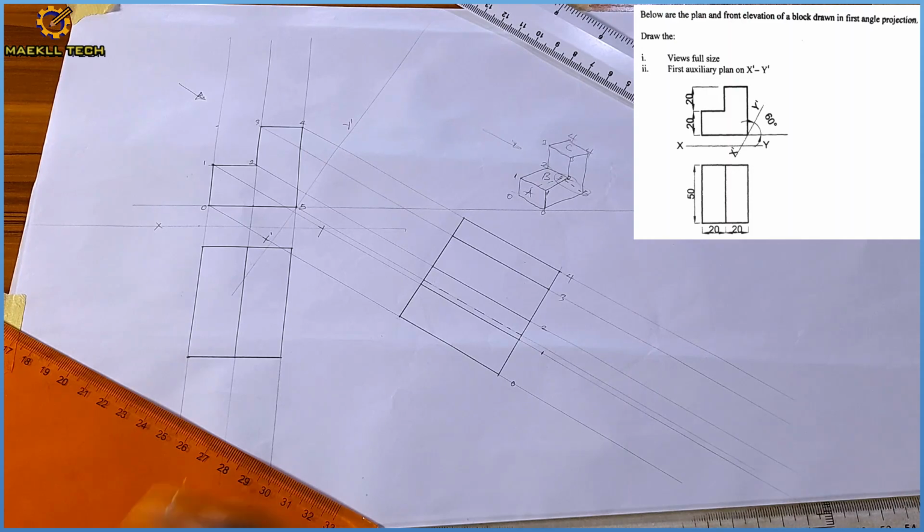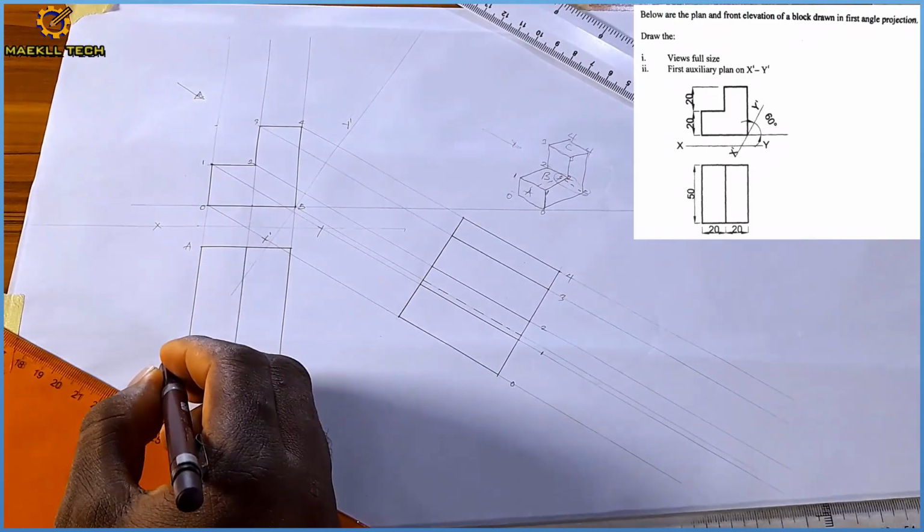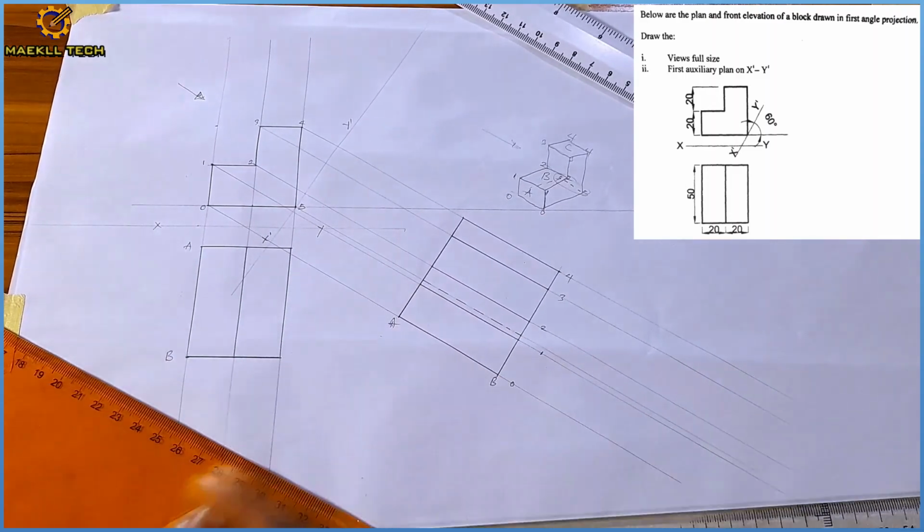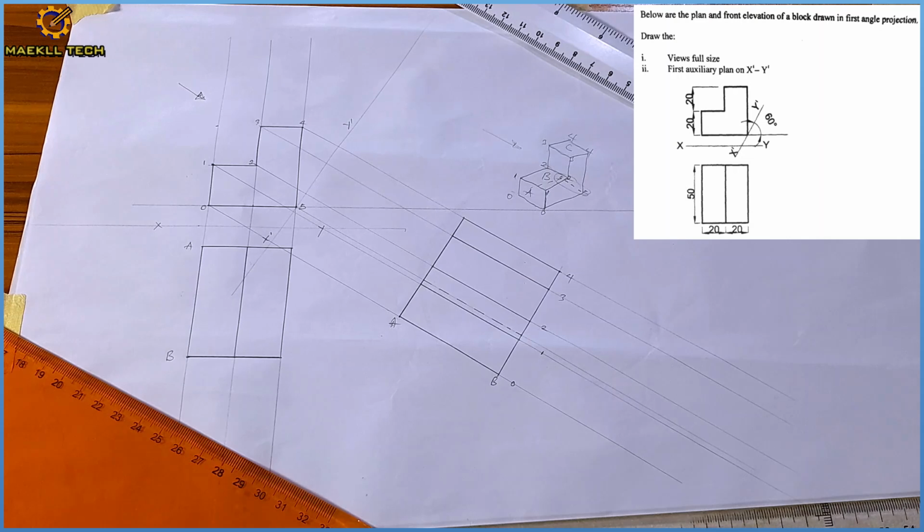That is the solution. So if you call this place A, then this is A and B right there. So it's as simple as that, cheap like plantain chips, easy as ABC. So that is the solution to that particular problem on auxiliary plan.